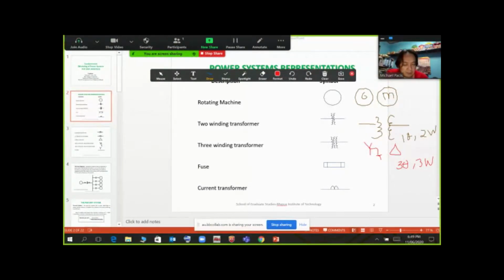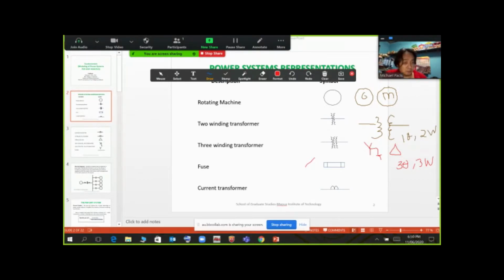Okay. Next is a fuse. So a fuse is a protective device which automatically opens if there's a fault. Okay. So this type of protective device is connected on a per phase basis. Okay, this is for protection purposes.